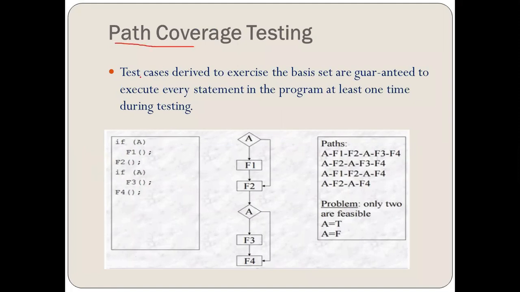Now in path coverage, you see in statement coverage you execute all the statements and check for logical errors. In decision or branch coverage, you are working on the decision making, conditional, logical approaches, and in path coverage, you are working on the loops and independent paths. I have already told you what is independent path and cyclomatic complexity, right? So in path coverage, test cases are derived to exercise the basis set and are guaranteed to execute every statement in the program at least once during the test.